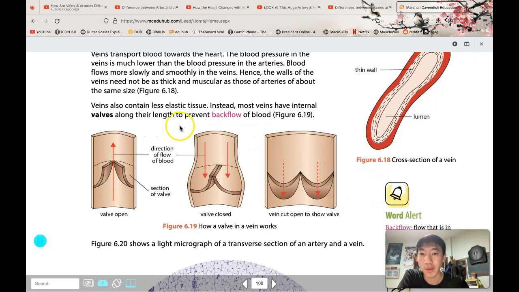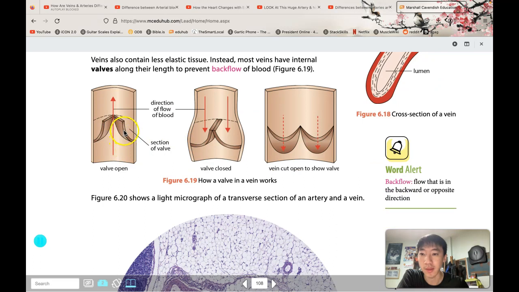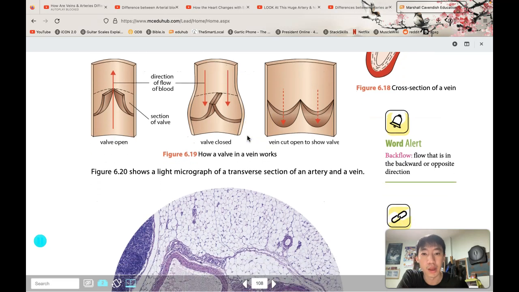Furthermore, veins have this thing known as valves. Most veins have internal valves along their length to prevent backflow of blood. What does that mean? It means that there's this little structure, similar to some taps where they have an open and close thing. This only allows blood to flow in one direction. It prevents blood from going backwards, and this is called preventing the backflow of blood. Most veins have this valve, and it's important to keep the blood flowing back towards your heart.